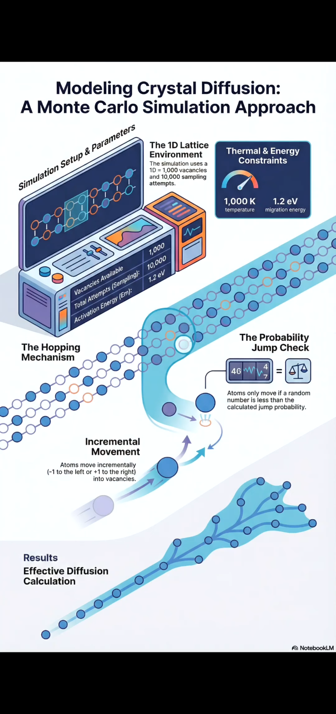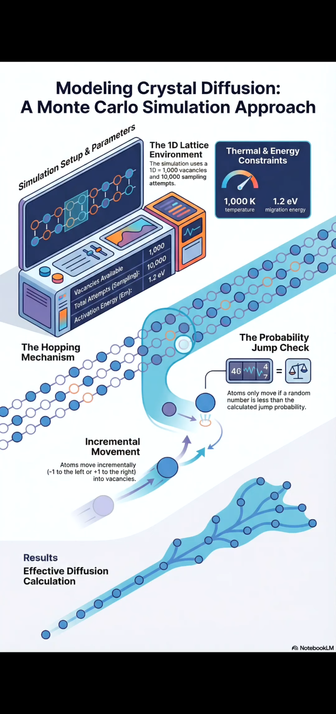Wow. Okay, so at 1,000 Kelvin, the math spits out a specific jump probability. Let's just say, for example, it comes out to 0.2, a 20% chance. Sure, let's use 20%. So the computer looks at an atom next to a vacancy and says, okay, you have a 20% chance of having enough energy to jump right now. And here is the actual Monte Carlo part, the dice roll. I love this concept. Walk us through it.